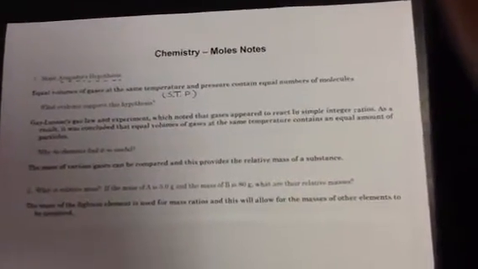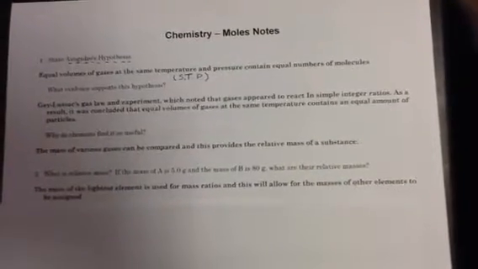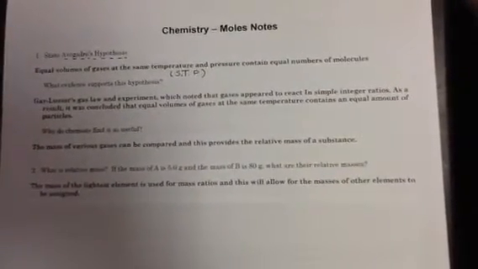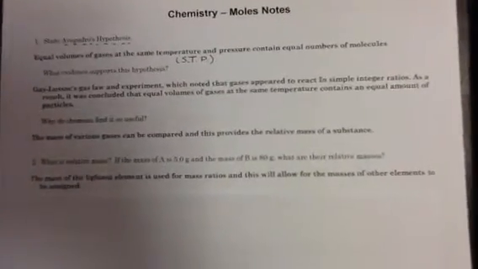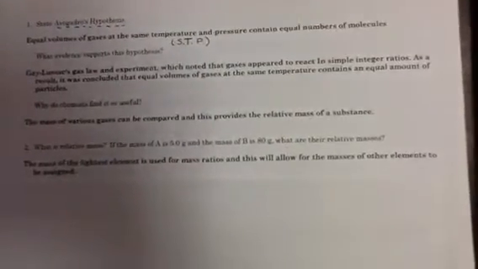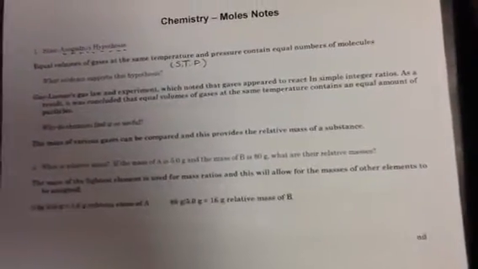So the mass of the lightest element is used for the mass ratios, and that's going to be the case in every problem that you do. This will allow the masses for other elements to be assigned. So if you look at A versus B, which has the lightest mass? That's going to be A. So here there's a 5 gram divided by 5 gram setup, because remember, 5 is the lightest amount of the elements. So that's going to give you 1 gram of relative mass of A.